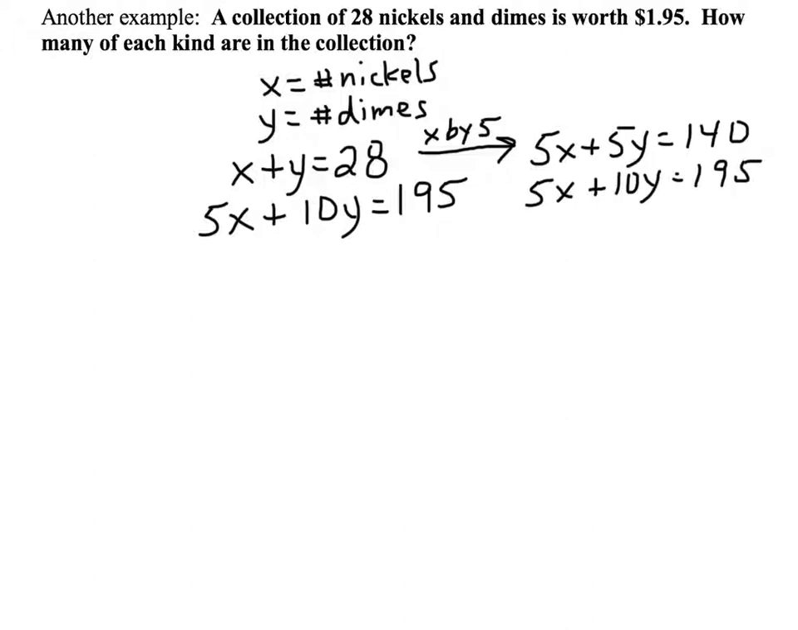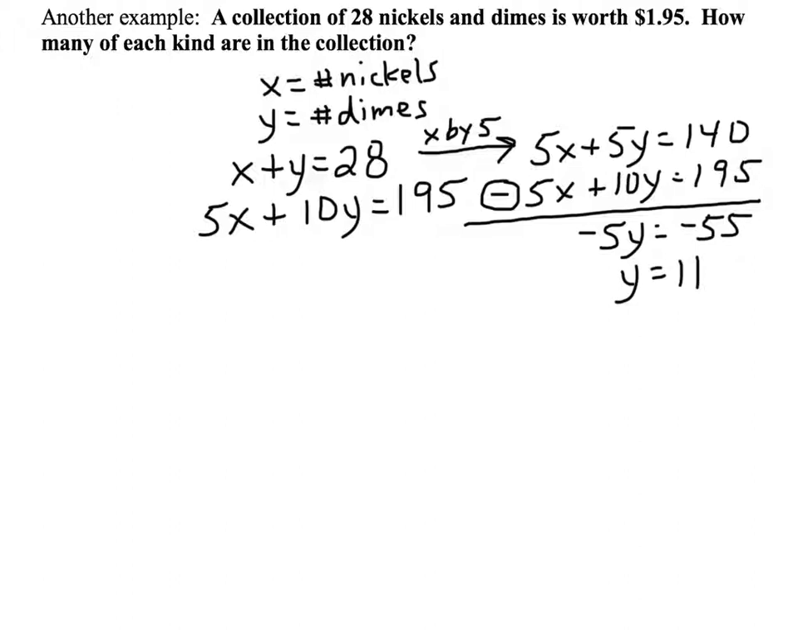And then, since the coefficients in front of the x are exactly the same, I'm going to subtract my two equations. When I do that, I get negative 5y is equal to negative 55, which then tells me that y has to equal 11. If y is equal to 11, that means that I have 11 dimes. And I need to know now how many nickels I have.